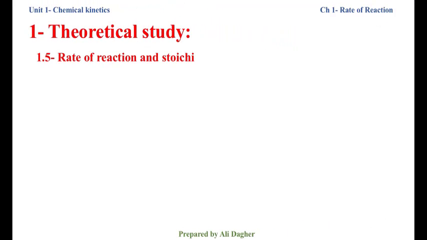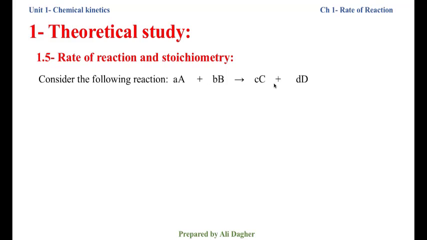Rate of reaction and stoichiometry. Consider the following reaction: aA + bB gives cC + dD, where capital A, B, C, D are reactants and products, and small a, b, c, d are stoichiometric coefficients.